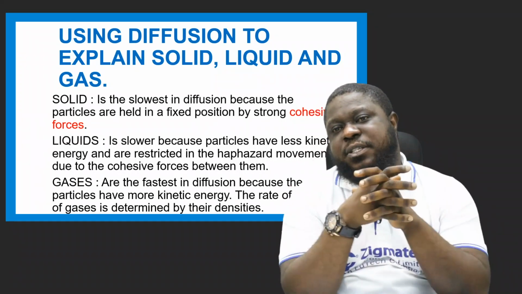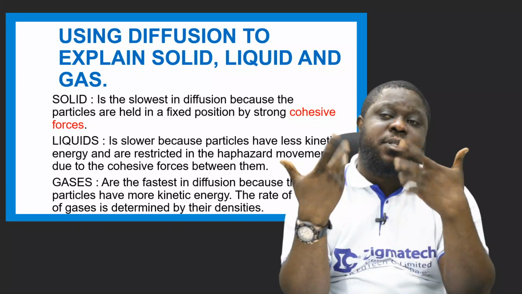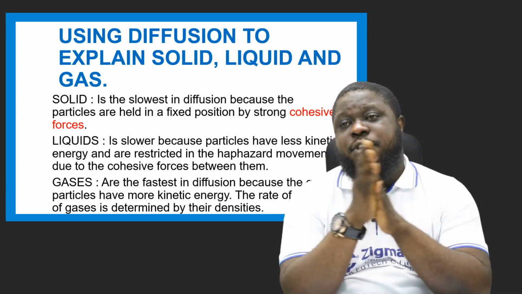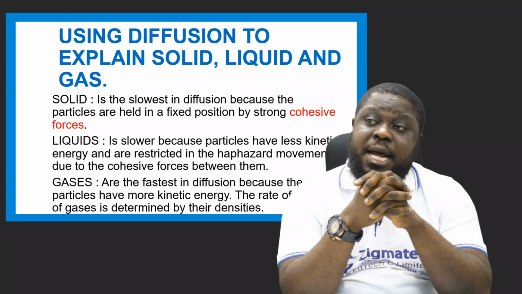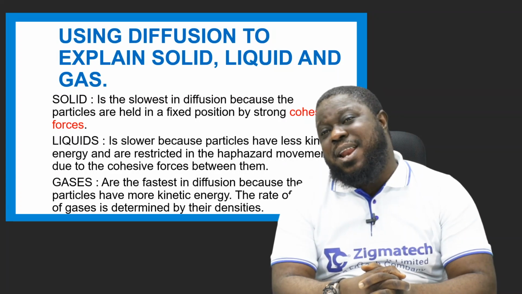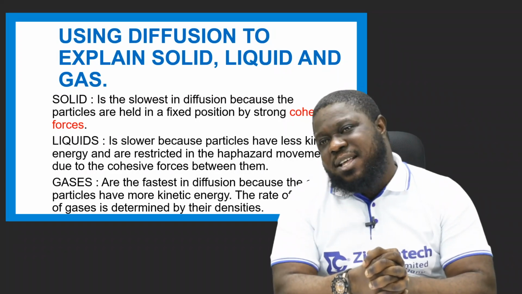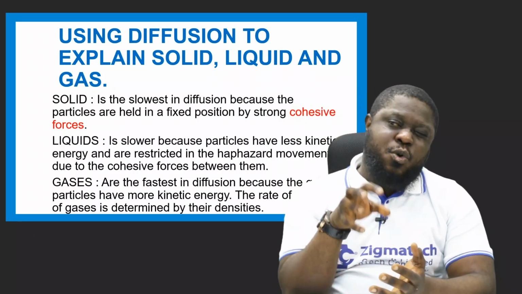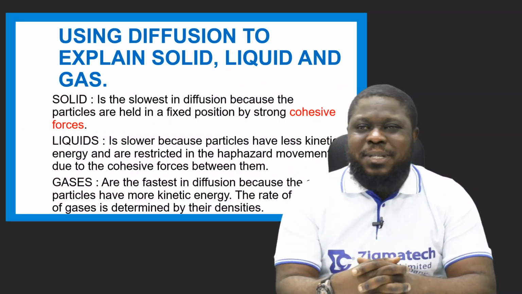Cohesive forces are the forces that exist between atoms of the same molecule. So the diffusion is slowest because of this particular thing. They cannot move randomly. They cannot move from high to low concentration very well because they are fixed together. Their cohesive force is very strong, so their atoms are tight.